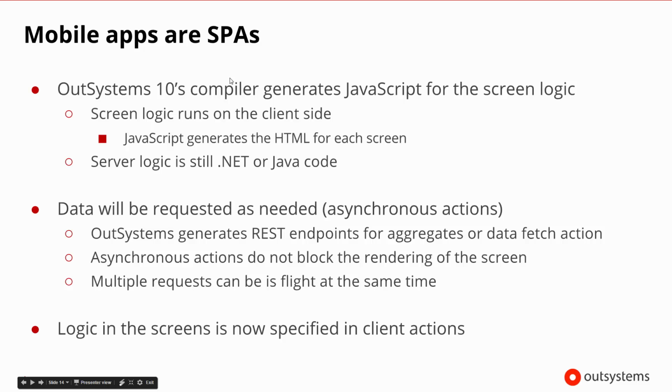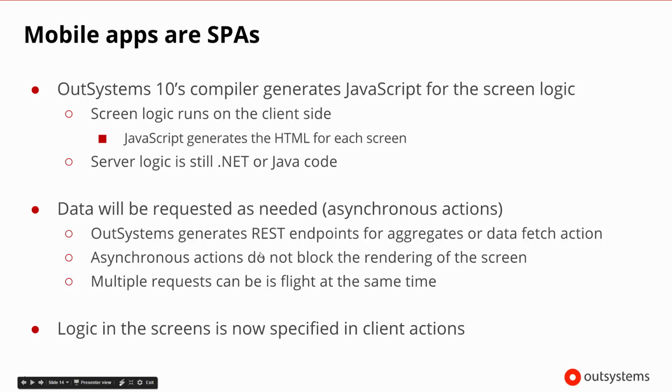From the highest level, it's important to understand that mobile apps aren't going to do that normal request response thing, because mobile apps are going to be single page applications. The OutSystems 10 compiler is going to generate JavaScript to take care of the screen logic on the client side. And that JavaScript will generate HTML and the ability to display the screens the way we want them to be displayed. Whenever those screens need data, they will request the data asynchronously, and OutSystems handles all of that by allowing the data to be exposed from the back end as a RESTful endpoint.